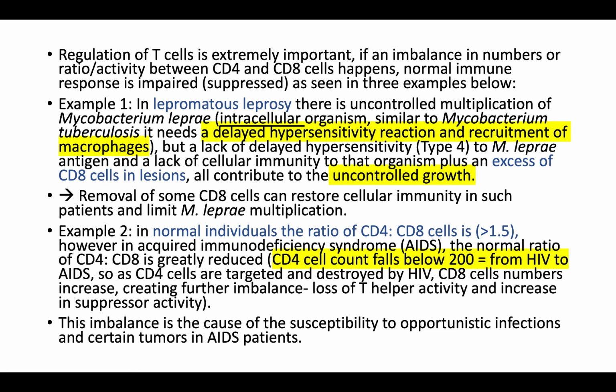Another example, in normal individuals, the ratio of CD4 to CD8 is about 1.5. In people with AIDS, the cell that is affected is CD4. So CD4 keeps coming down. The lower it goes, the more new infections start to come up in this patient. So the normal ratio will start to get reduced, less and less. When the CD4 count is below 200, this is very dangerous and lots of infections start to occur. So obviously the CD8 cell number will increase, creating further imbalance in this ratio as well.